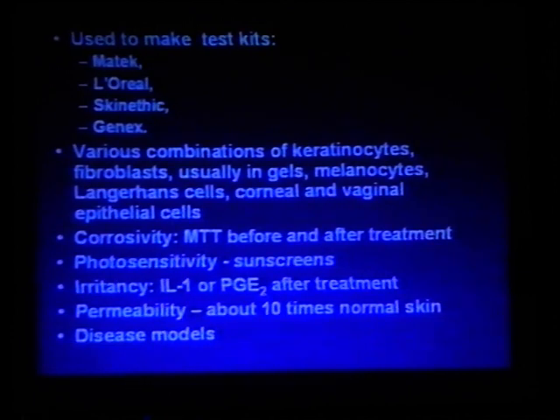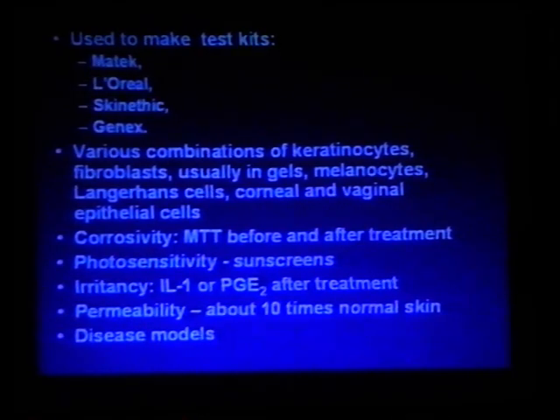and you can look at the remaining viability of the cells. And also for testing sunscreens using UV light, which is another toxic agent. It's been used for looking for irritancy of cosmetics and things of that kind by the production of IL-1 or PGE2 after treatment. For looking at permeability.